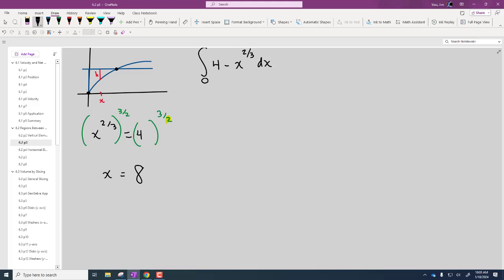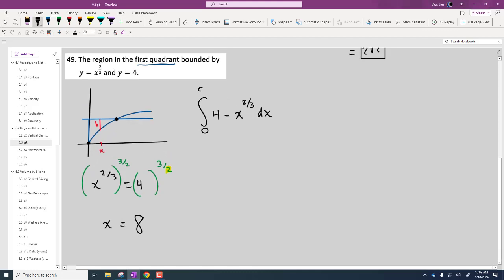You could do the numerator first. You could power it up and say 4 cubed, 64, and then take the square root of 64. But usually it's easier to do the root first because that shrinks the base, and then raise it to whatever the numerator power is. So usually it's better to do the denominator first. Most of the time.